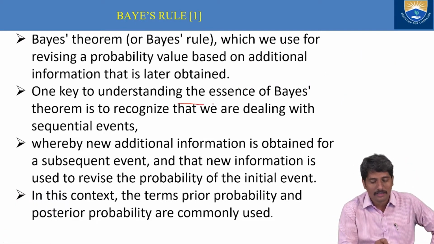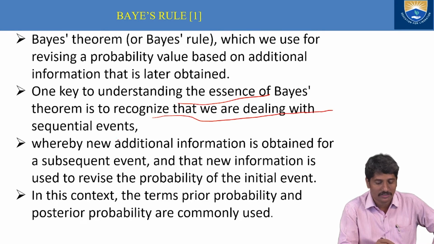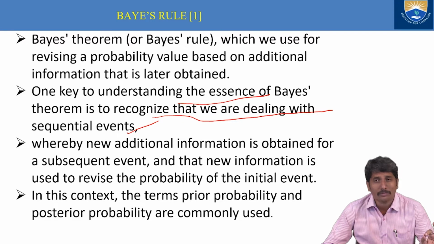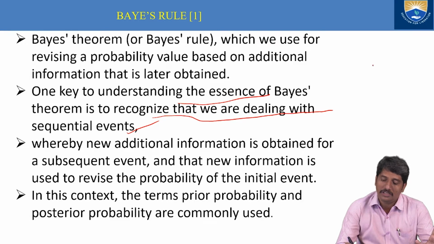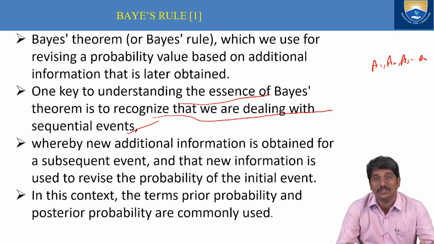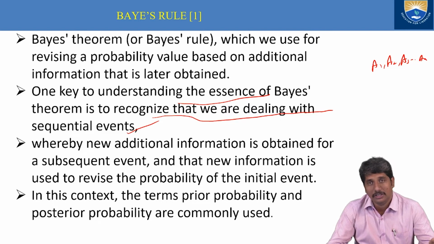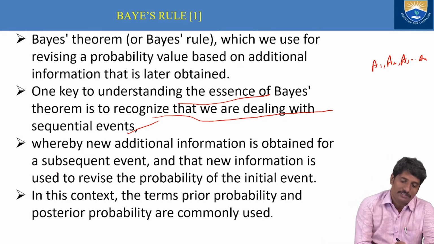One key to understanding the essence of Bayes' theorem is to recognize that we are dealing with sequential events. First of all, how do we come to know that we must apply Bayes' law in this situation? First and foremost, if you are dealing with a sequence of events, A1, A2, A3, so on, AM, then you can think of Bayes' law. Otherwise, you need not think of Bayes' law. That means at least 3 or 4 events. That's what this second paragraph is telling us.